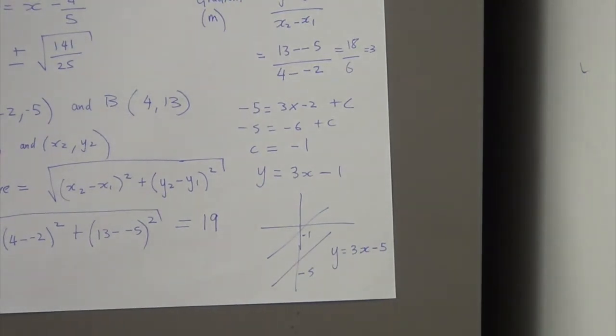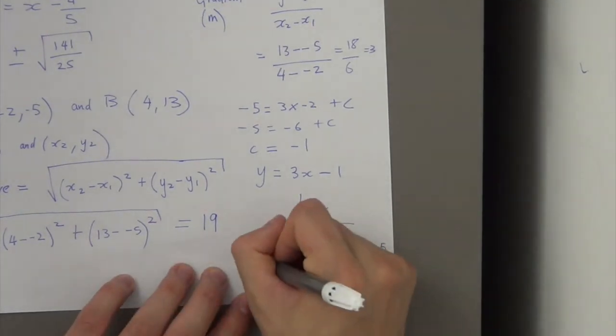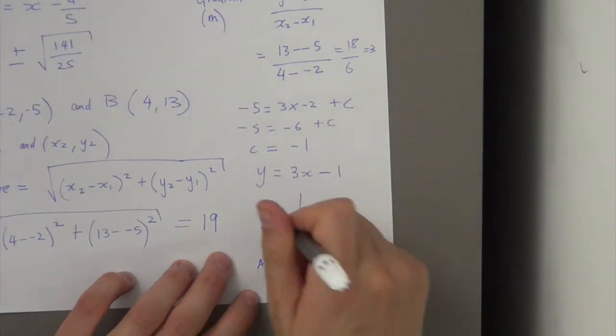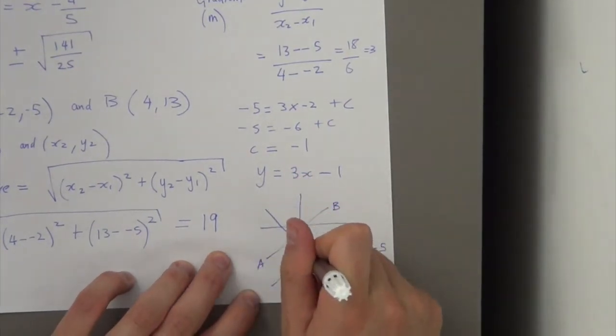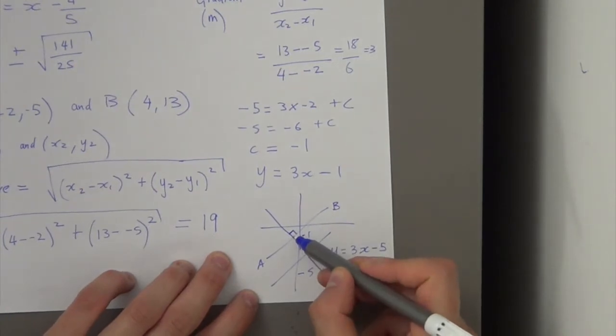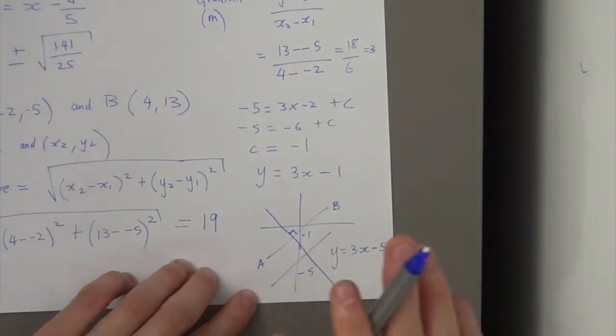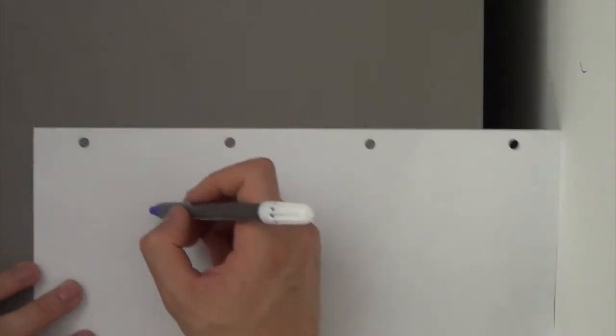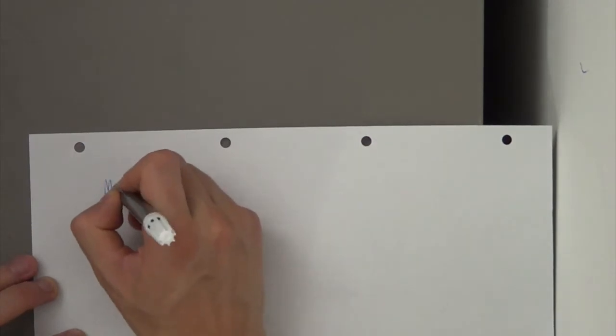And lastly, find the equation of the perpendicular bisector of A and B. So if this was A and B, the perpendicular bisector would essentially be a line that goes like that. That's 90 degrees, and it's going to be 90 degrees at the midpoint. So how do we do this question? First things first, we need to find the midpoint of the 2 coordinates.